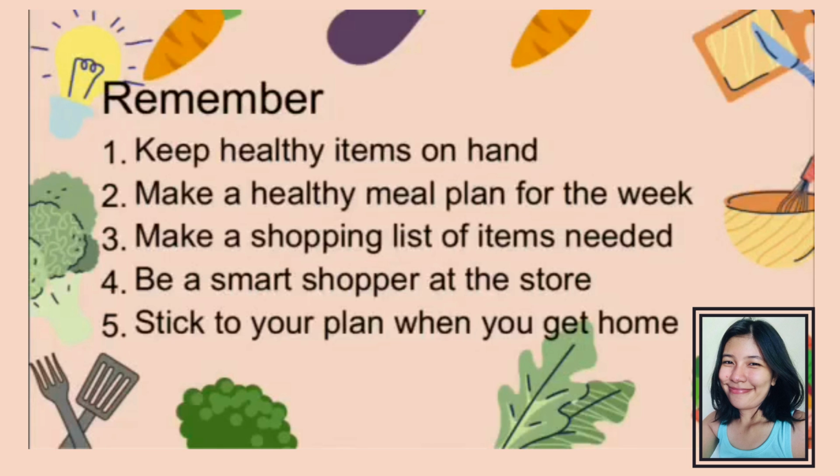Number 3, make a shopping list of items needed. So, as I've said earlier, prioritize the needs over the wants. Number 4, be a smart shopper at the store. So, always check the unit price. Then, compare and contrast to see which are the best options. And lastly, stick to your plan when you get home. Do not get sidetracked. Whatever is on your list is what you should accomplish.